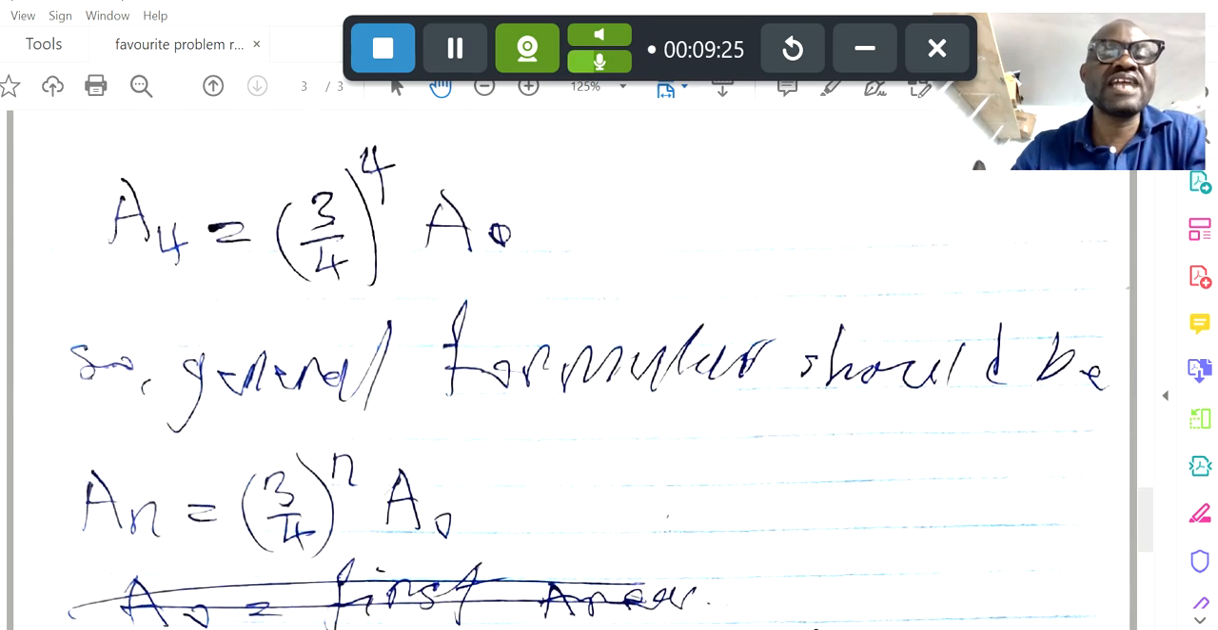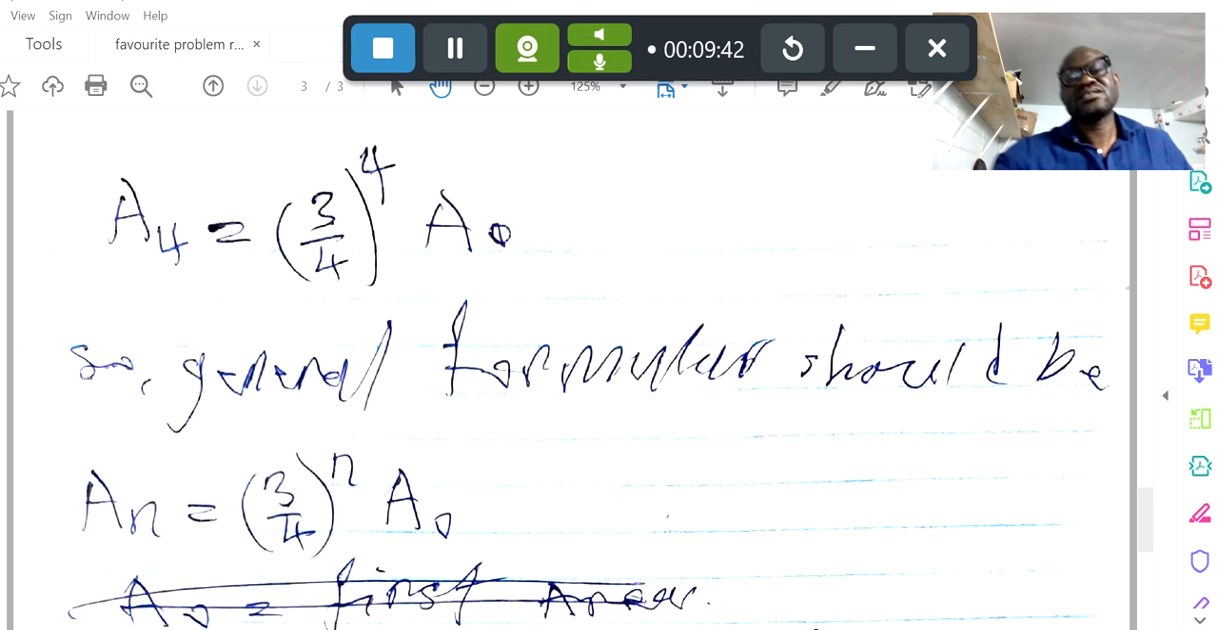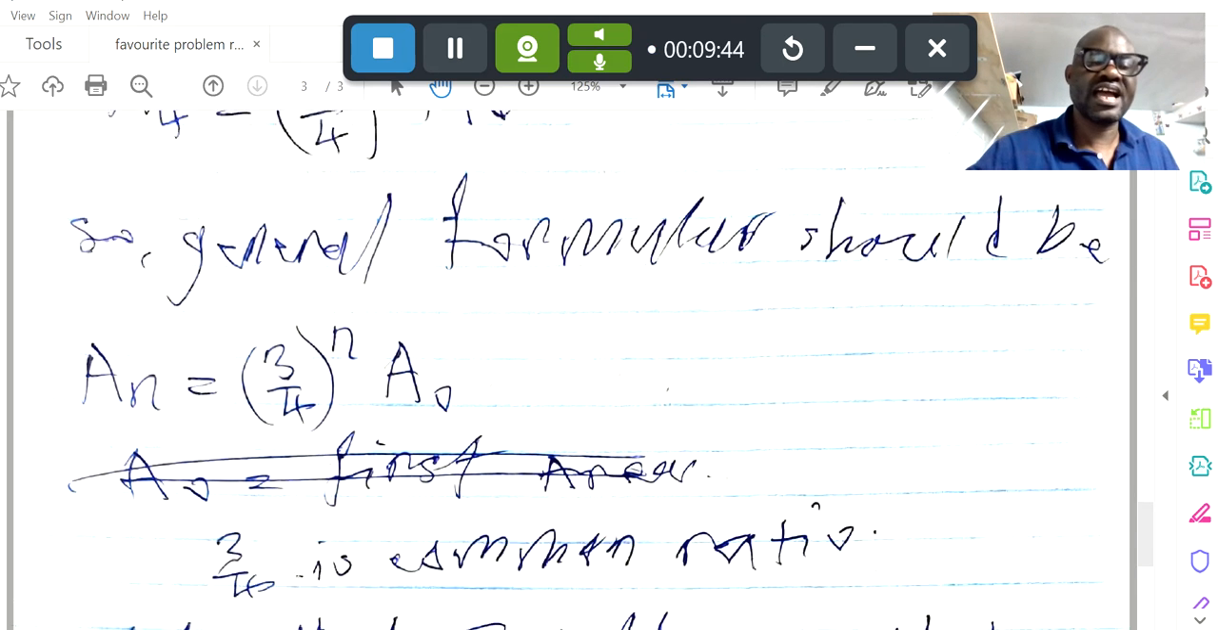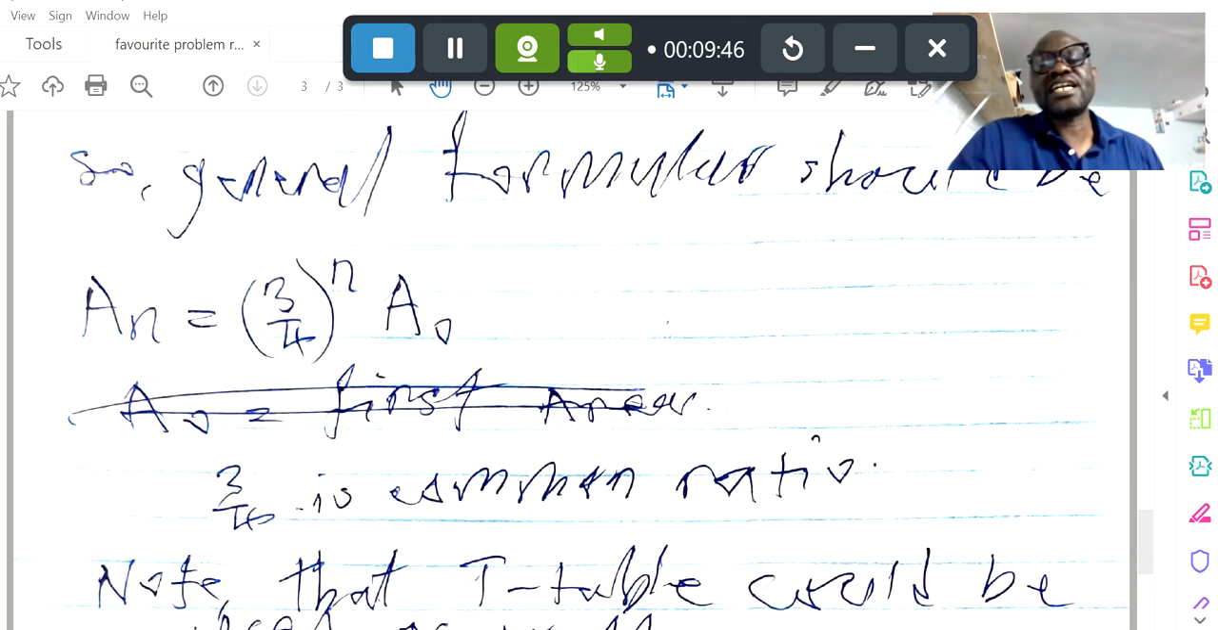Finally, I'm now trying to extend it to A4. It will be 3 over 4 raised to power 4 times A naught. And if it is 5, it will be similar. These are the questions I'm going to ask my students, just to know that they really follow what I am doing. So the general formula should be like this at this point in time.